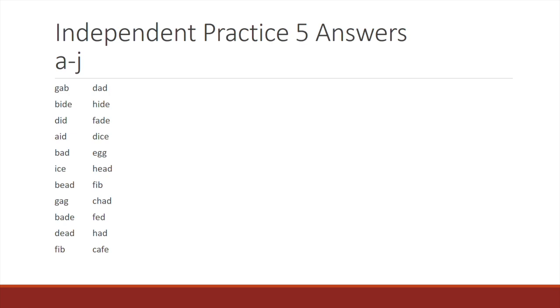The first column of words are gab, bide, did, aid, bad, ice, bead, gag, bade, dead, fib. The second column of words are dad, hide, fade, dice, egg, head, fib, tad, fed, had, cafe.